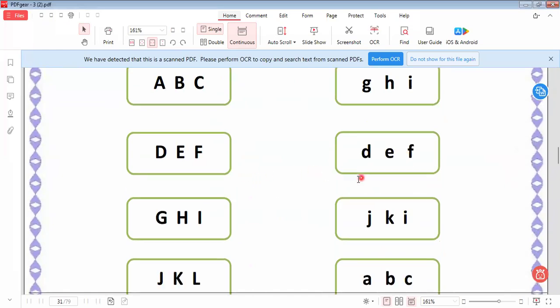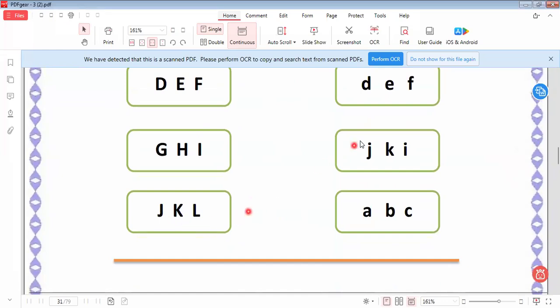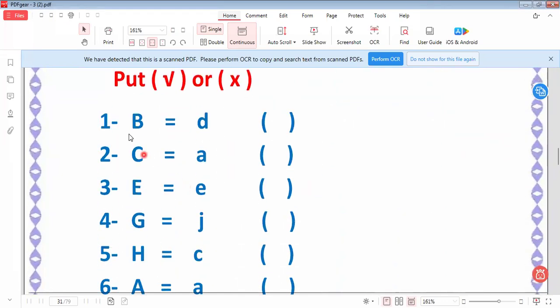Where is D, E, F? D, E, F small. G, H, I. G, H, I small letter. J, K, L. J, K, L small letter. So here we have a mistake. I answered 5 of them only.